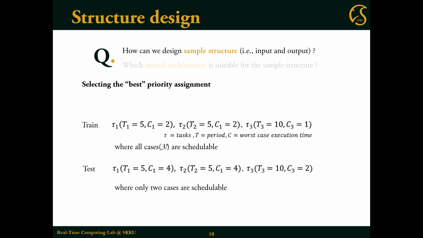There were problems when we trained the neural network with all cases that were schedulable. When three tasks have parameters as such, all 3 factorial cases are schedulable. So let's say we train the neural network with these task sets, and we come up with a test set where only the worst case execution time was doubled for each task. And note that only 2 cases are schedulable for this test set.